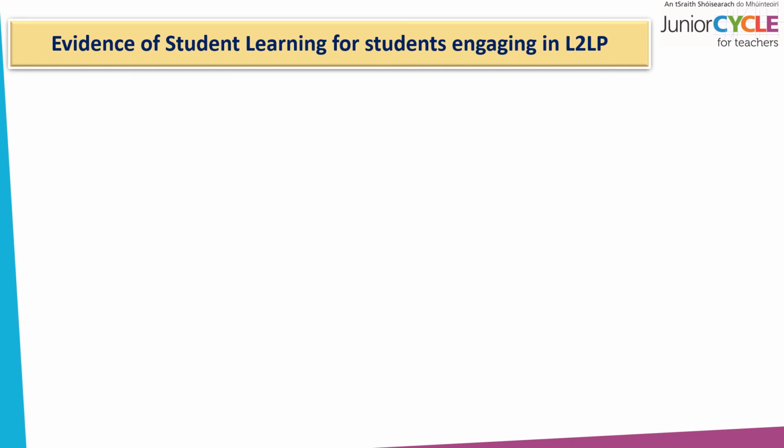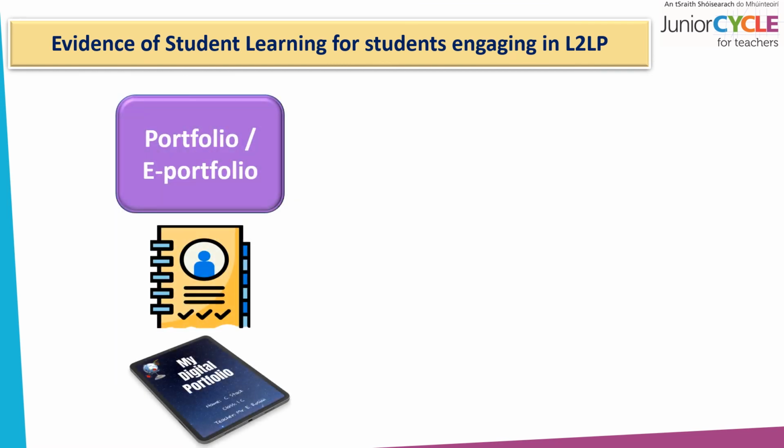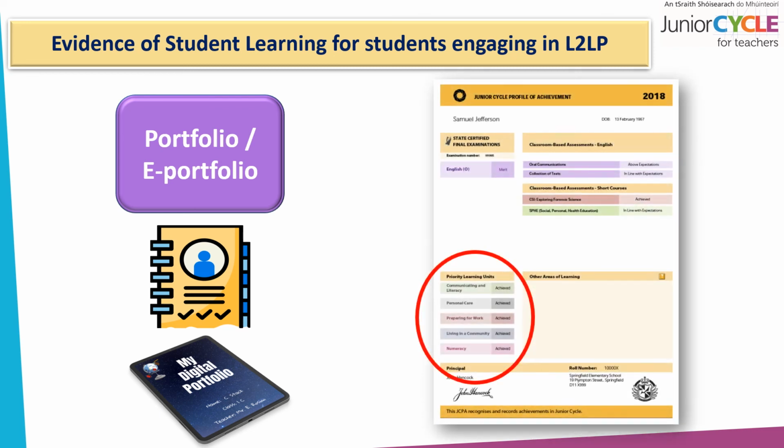Evidence of student learning for the Level 2 learning programme is captured in a portfolio or e-portfolio. For students following the Level 2 learning programme, the PLUs they have achieved are reported on in the Junior Cycle Profile of Achievement, or JCPA. Only PLUs that have been achieved will be included on the JCPA.